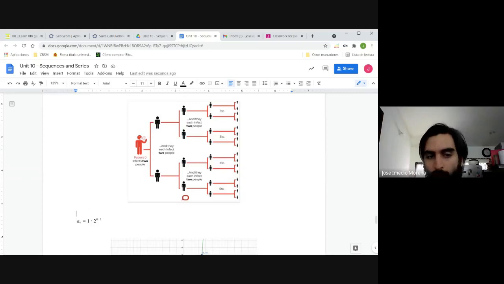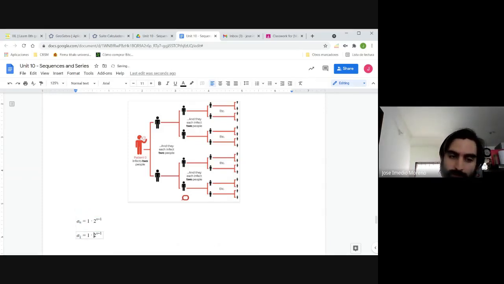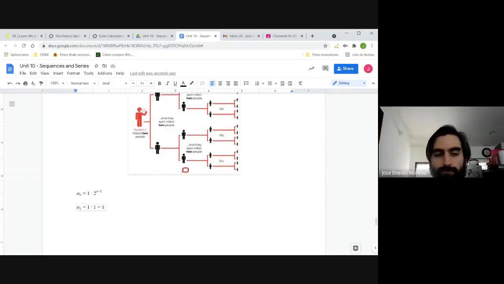So 1 times 2 raised to the power of n minus 1. Here the variable is n minus 1. So this is the general term for this case. Good. Then, if I want to find a sub 1, the variable takes the value 1. 1 minus 1 is 0. You know that any number raised to the power of 0 equals 1. So 1 times 1 equals 1. So the first term of the sequence is indeed 1.